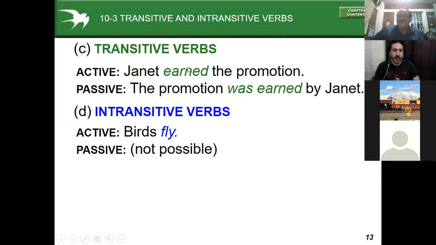Remember that there are verbs that have also different meanings, right? Remember the word fly is also a noun. There is another meaning for fly. For example, here fly is the ability that the bird has, correct?